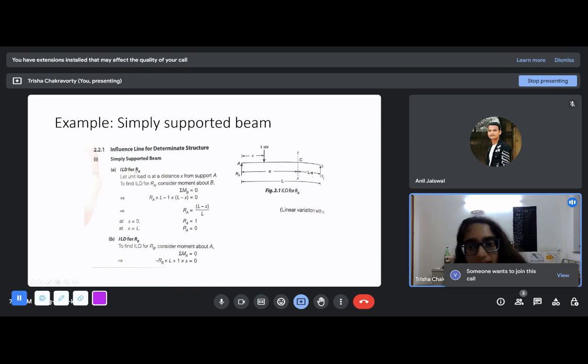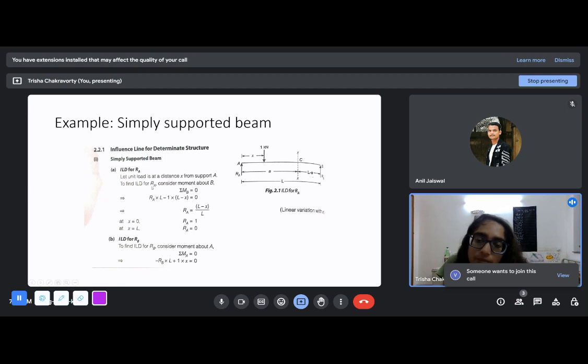Now this reaction RA is self-explanatory, like RA is only present at this point. So the response we are looking at is the reaction, and the section we are looking at is this point A. So what we will do is take a unit load of 1 kilonewton at a distance x from this support. You can take it from the other support as well.